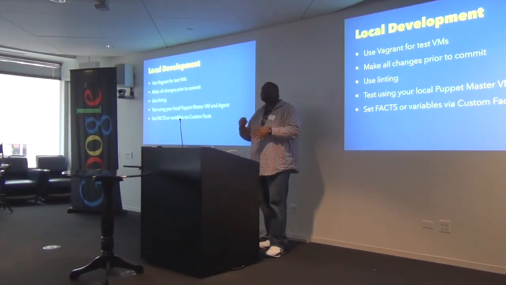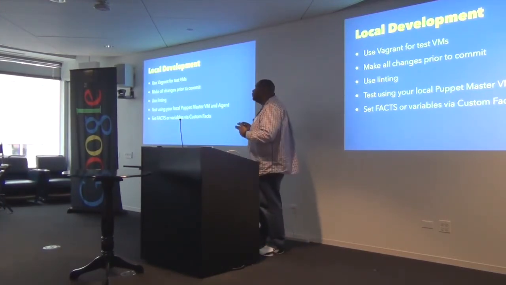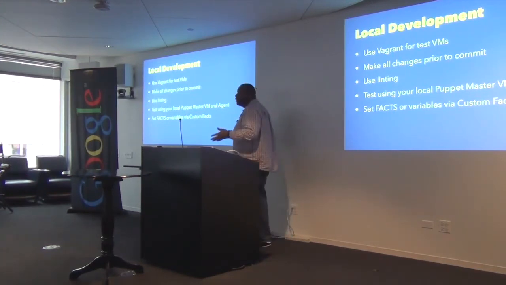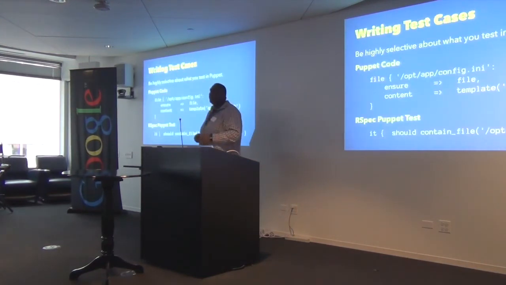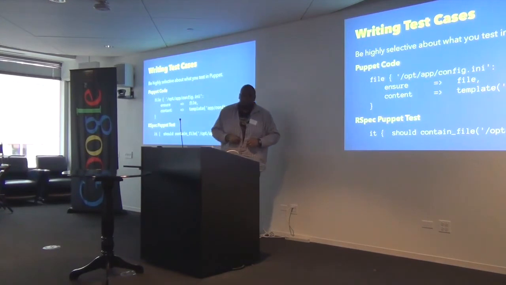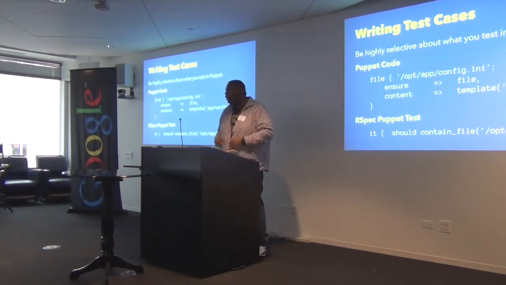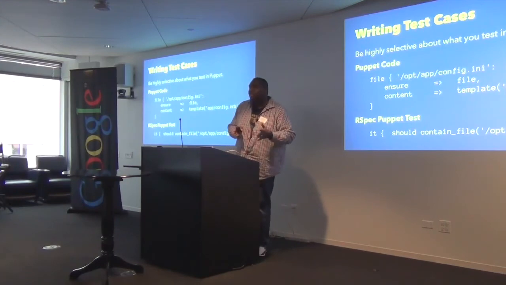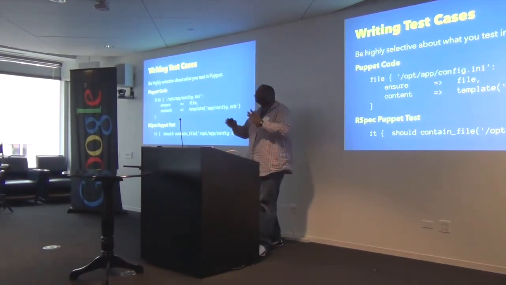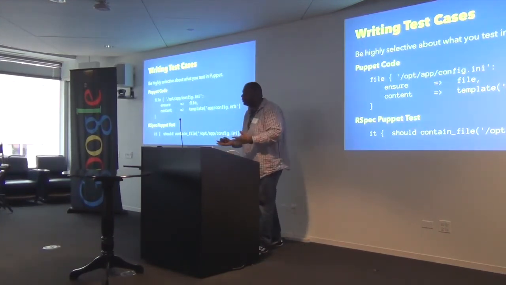So we use linting. We're testing using our local Puppet master VM and agent. We're setting facts, variables, and custom facts in order to simulate multiple environments. Once you're done with your local development, you might move on to writing test cases. That sounds a little backwards in our test-driven development era, but largely we're coming from an environment where people were mostly systems admins, so test-driven development isn't something that comes natural to people.